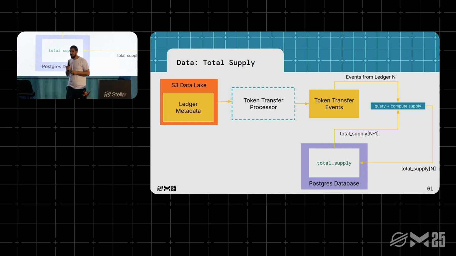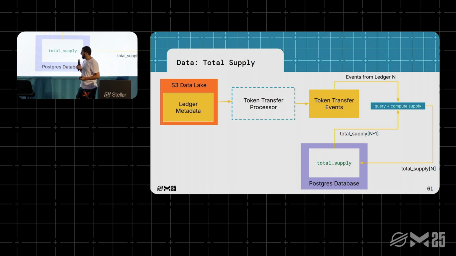In order to calculate the total supply right now, we look at what the previous total supply was, and then we get the incoming ledger, and we just sum up all of the mint events, and that's going to increase the supply, and then we subtract all of the burn and clawback events, and that's going to decrease the total supply. So it's basically a loop that just depends on the previous total supply.